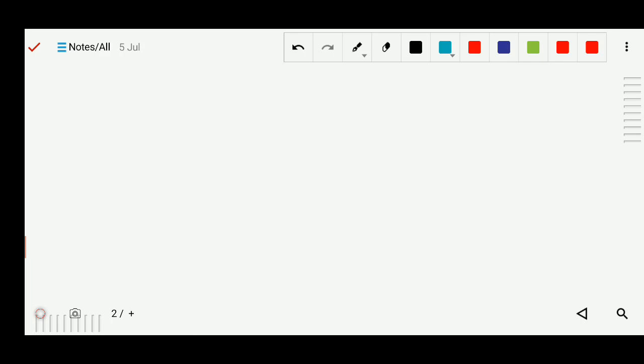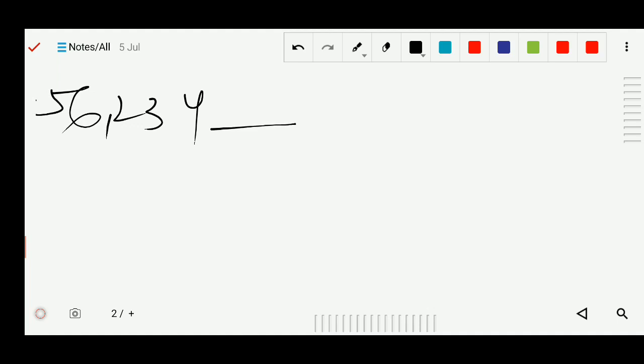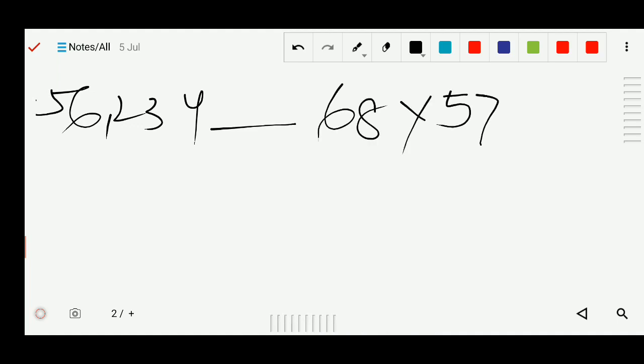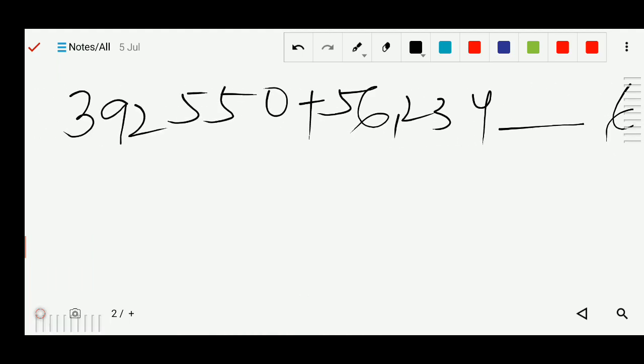So how will you solve? Look, the question given is 392550 plus 56234, blank, 68 multiplied by 5778. First of all, you must put the commas, like in the Indian system: after 3 digits a comma, then after 2 digits. So now first of all we will do the rounding.